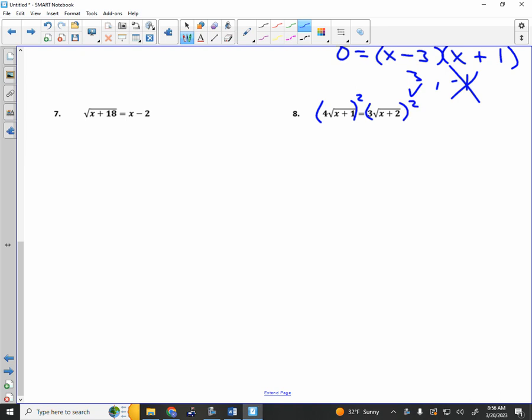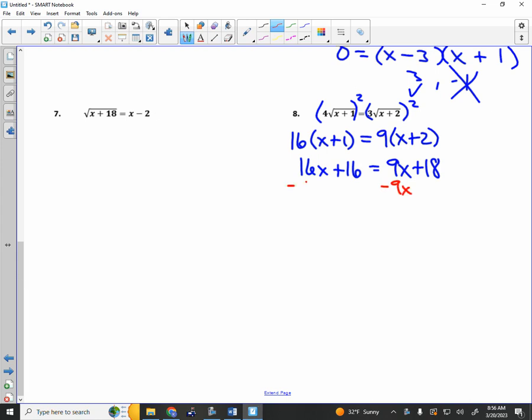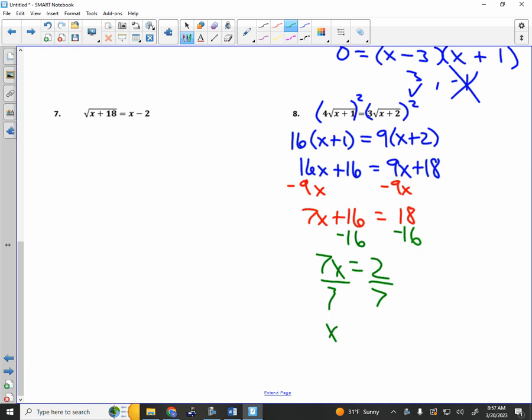And because we didn't get rid of the 4, we have to square the 4. So what do we get? 16 times, remember now the square root's gone, x plus 1. And then on the right side, 3 squared is 9 times x plus 2. So I have to distribute the 16 and the 9 all the way through. And I get 16x plus 16 is equal to 9x plus 18. I'm going to gather everything to one side. So I'll subtract my 9x over and get 7x plus 16 is equal to 18. And now I will subtract my 16 from both sides. And I get 7x is equal to 2. Divide by 7, and I get x is equal to 2/7.